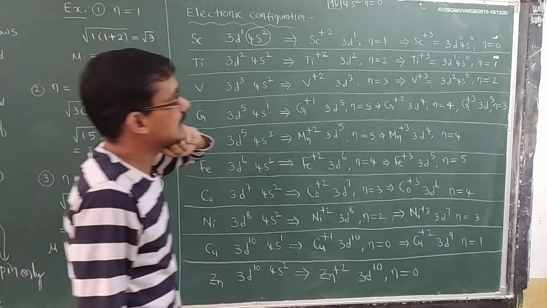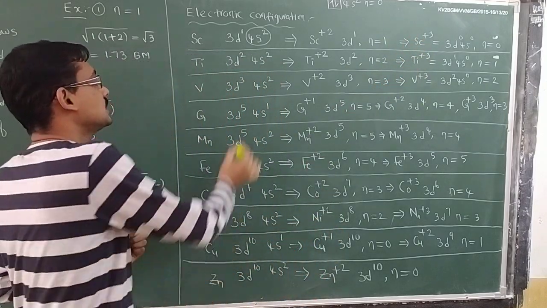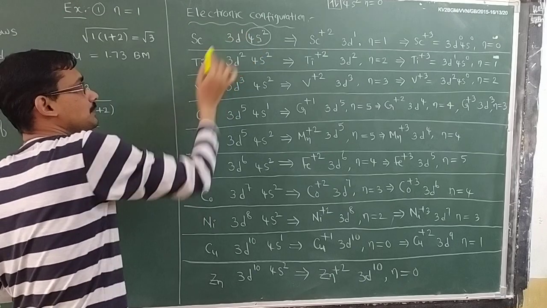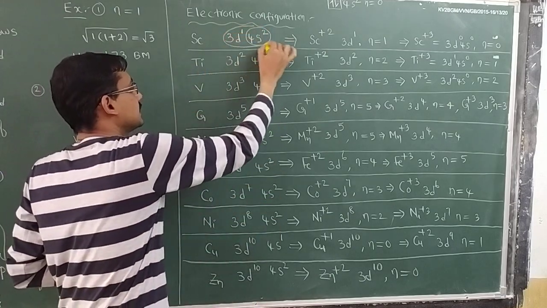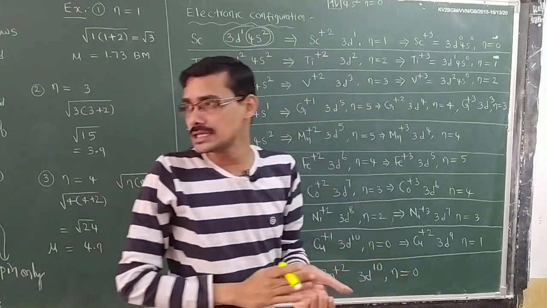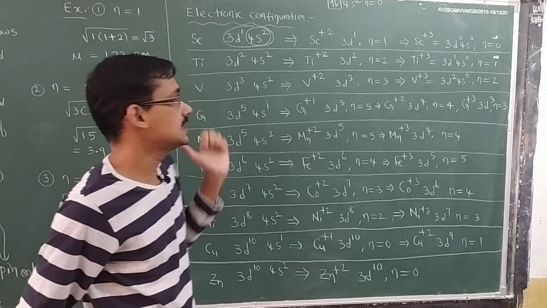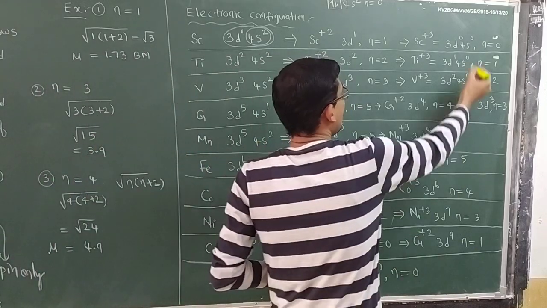1.73. Now, scandium plus 3 means how many electrons do we have to remove? 3 electrons: 2 from here, 1 from here. Total 3 electrons if you remove, isn't it? Then it will be 3d0, 4s0, n is equal to 0. In this case, we do not have any unpaired electron. Now, it will be diamagnetic in nature.